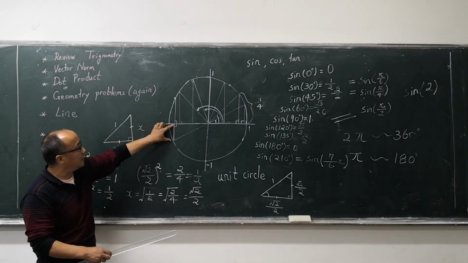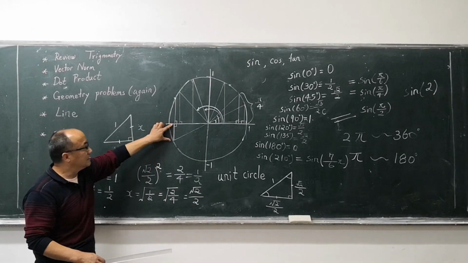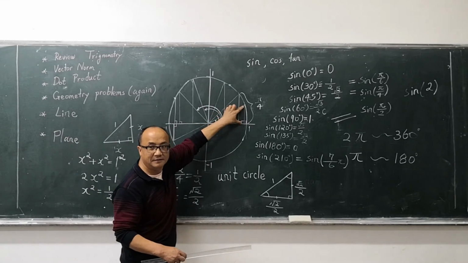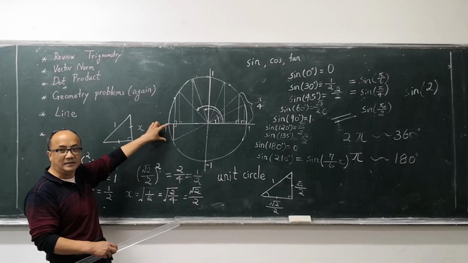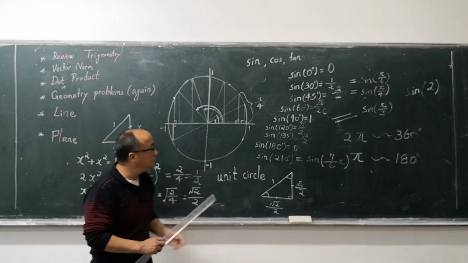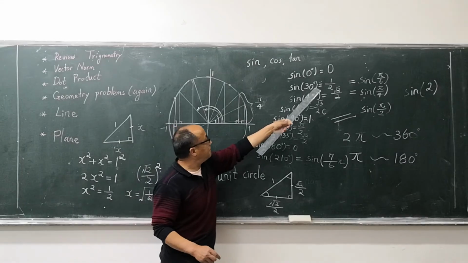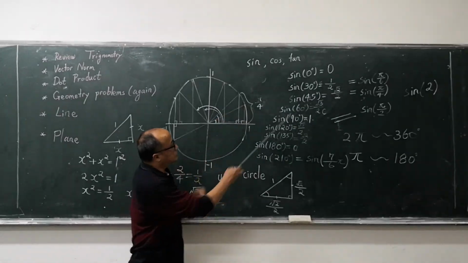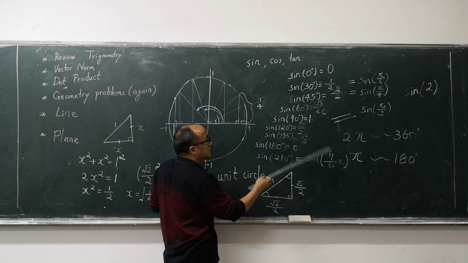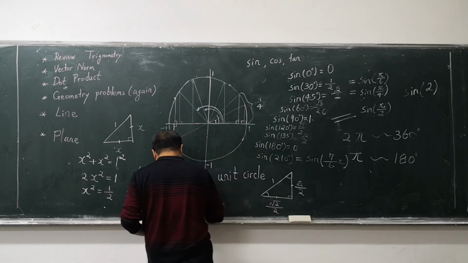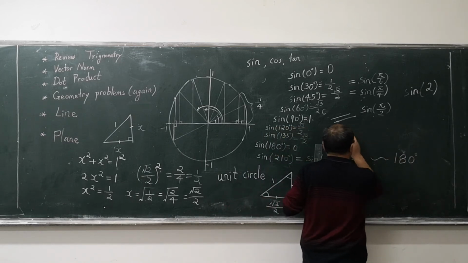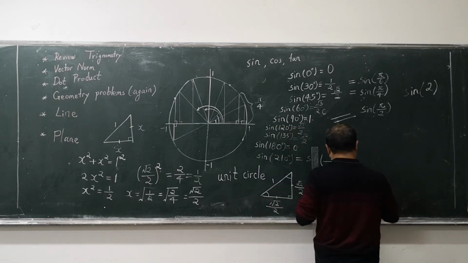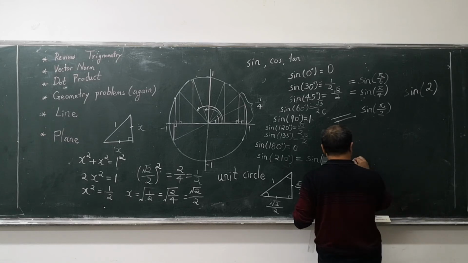Now what's the value? What's the length over here? This is the same as this. But this is underground, so it's negative. So what's the value? Yeah, -1/2, yes. I need to erase this, okay? So it's -1/2.